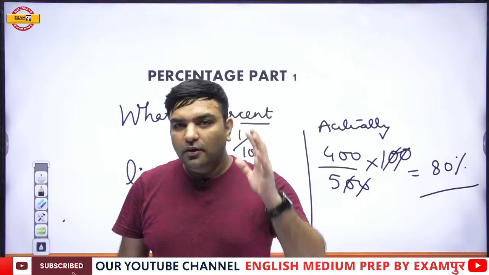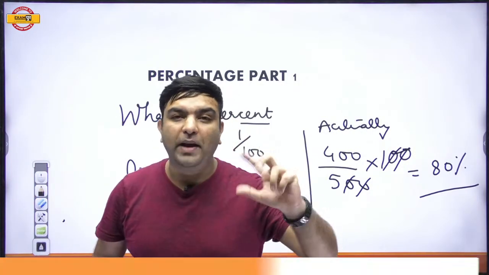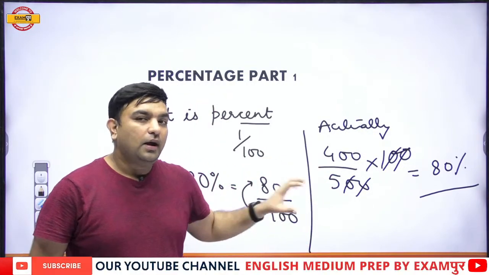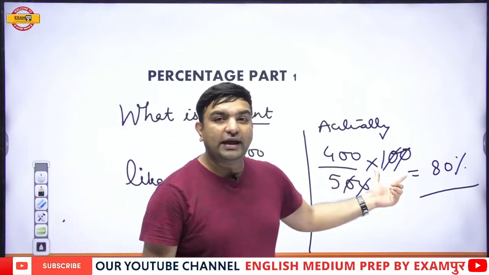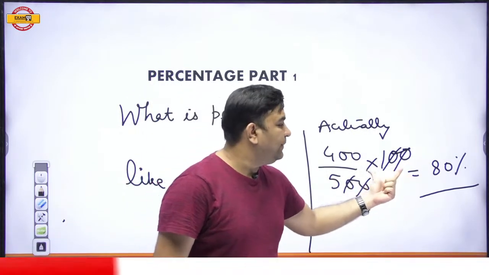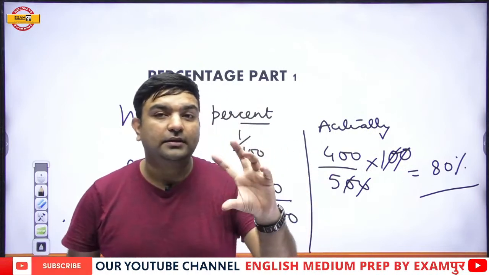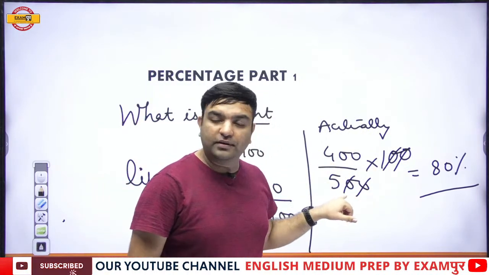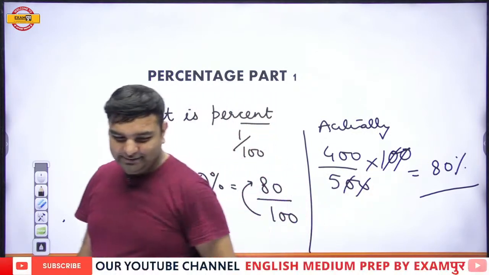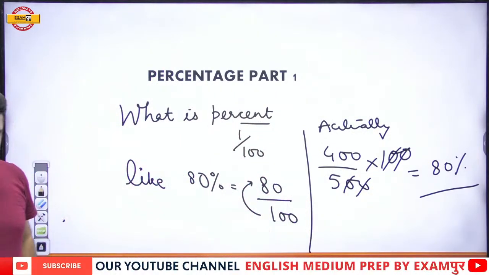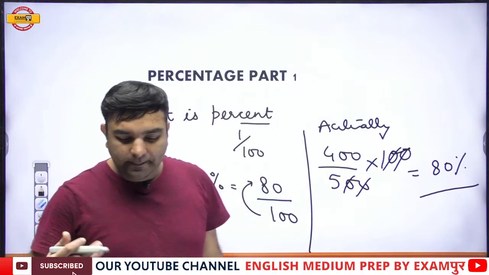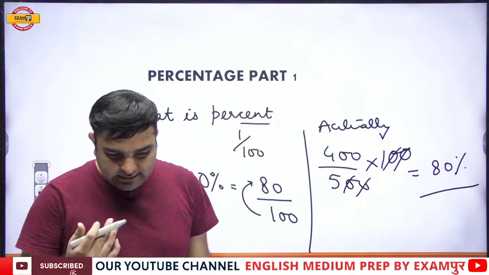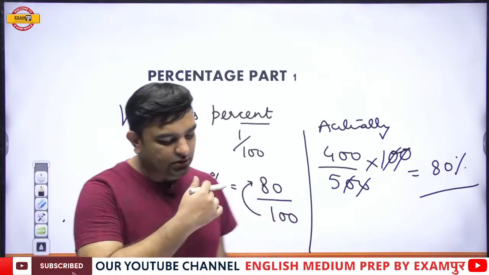What do you mean by percent? 1 upon 100. 1 upon 100 means comparison from 100. So if you are scoring 400 out of 500, how much is it in percentage? You can get it by multiplying by 100, because by multiplying by 100 you get the comparison from 100. So 400 over 500 becomes 80 over 100. This is the basic thought process of percentage.